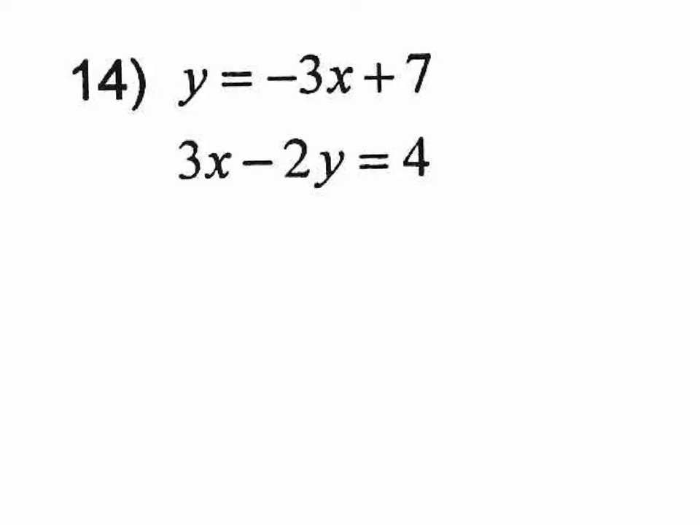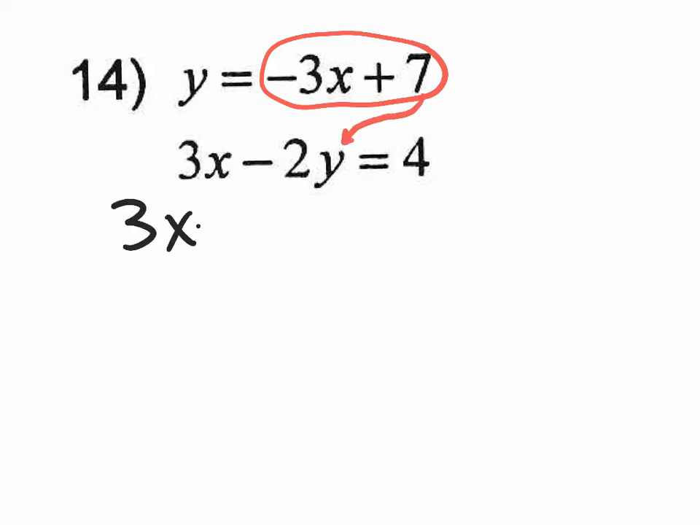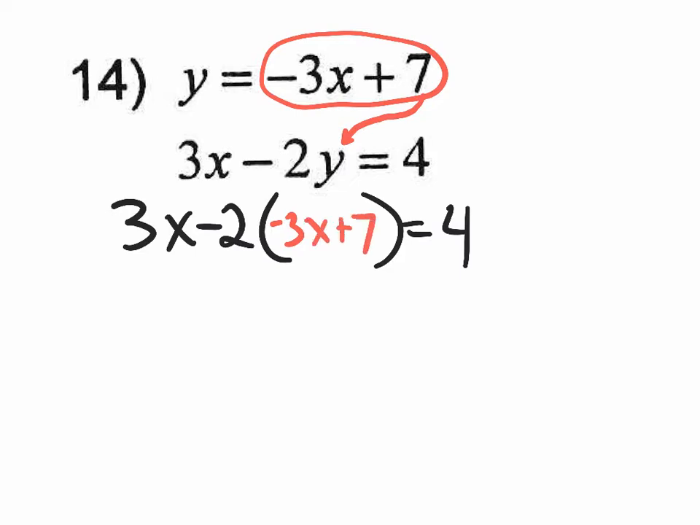Substitution? Alright. Take that negative 3x plus 7 and plug it into the y right there. So let me rewrite that bottom equation. 3x minus 2 times y equals 4. But of course the y value is going to be negative 3x plus 7. So let's distribute. Let's combine like terms. Let's solve. Let's distribute first.